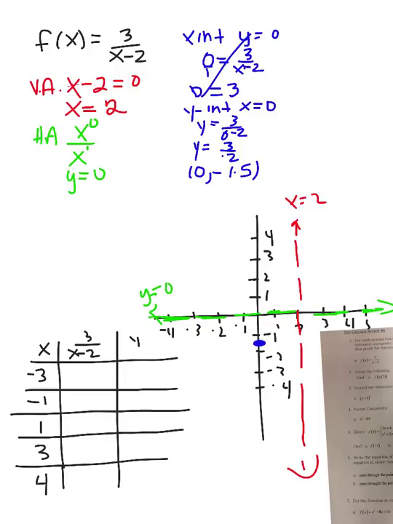Okay, so we're going to plug our x's in. It's 3 over negative 3 minus 2. So that's 3 over negative 5, which is negative 0.6. Alright, so let's graph that. So I have negative 3, negative 0.6. It's a little bit below the x-axis. Now let's try negative 1. So I have 3 over negative 1 minus 2, so that's 3 over negative 3, which is negative 1. So I have negative 1, negative 1.